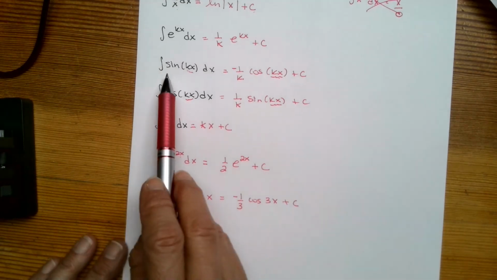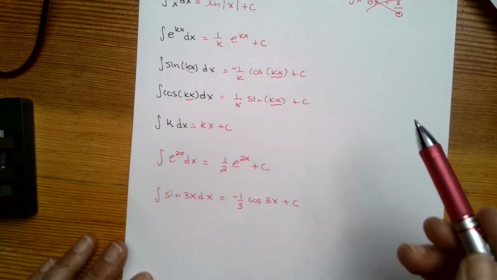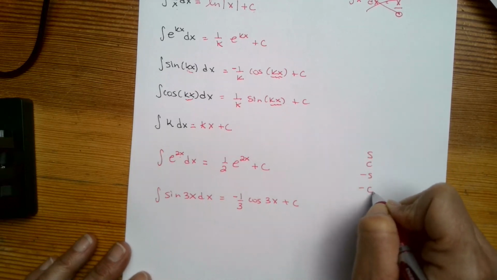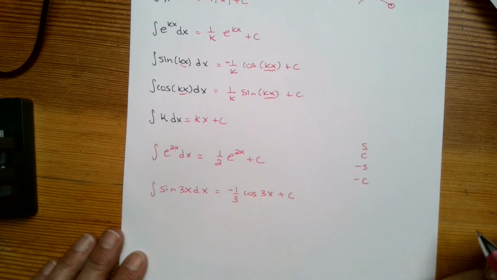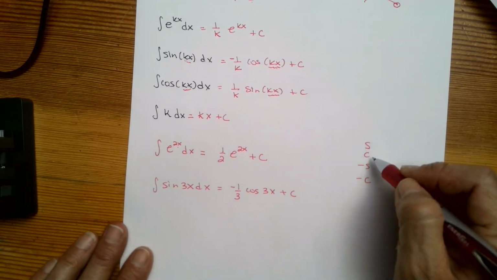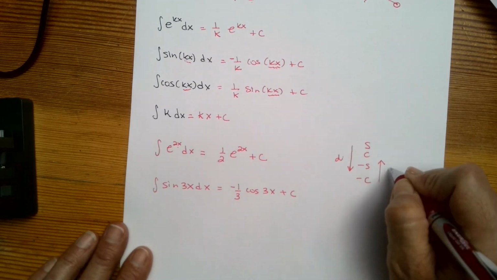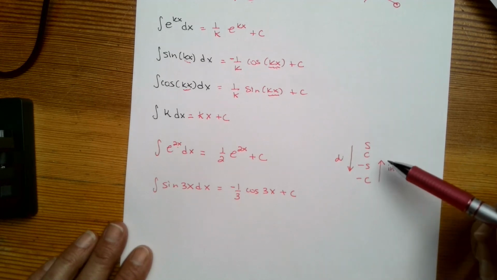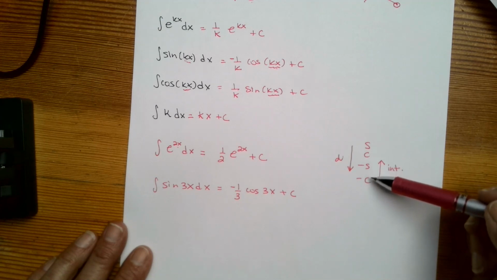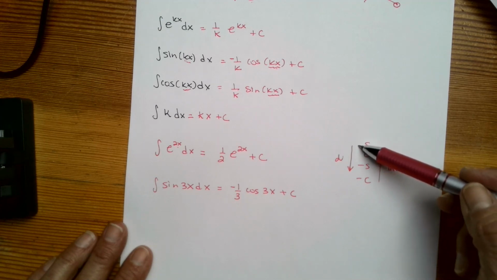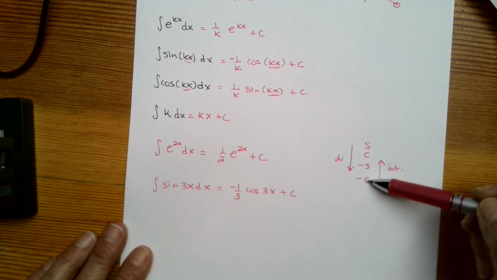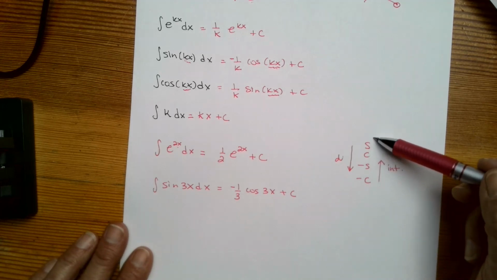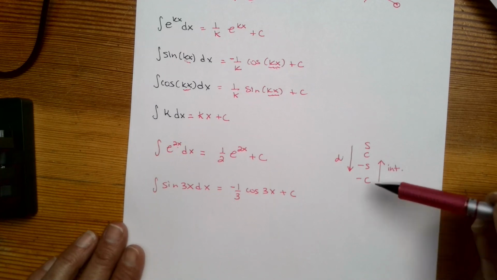I have a hard time remembering which one gets the negative sign, so I always have written down somewhere, my little cheat sheet, this little device: sine, cosine, negative sign, negative sign. Going this way is integrating. The antiderivative of sine is negative cosine. The antiderivative of cosine goes to sine, negative sign goes to cosine, goes to sine, back around to negative cosine.